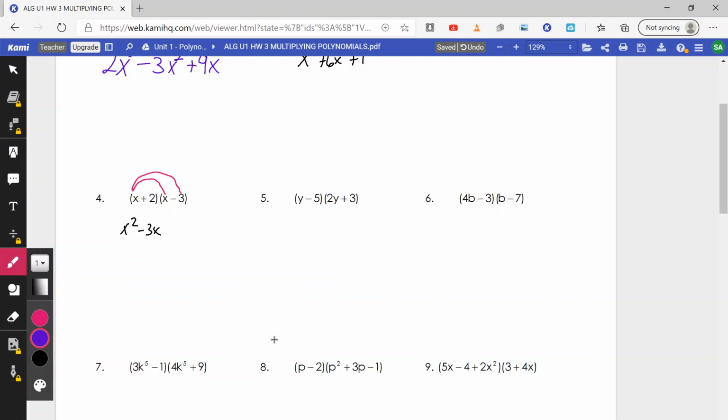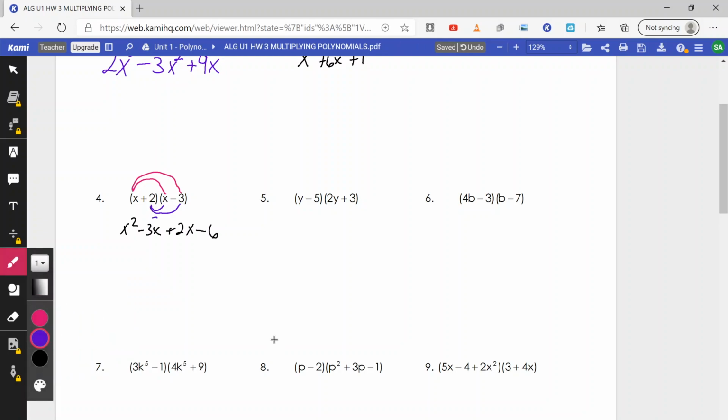Next up, we still have this positive 2. So I'm going to do the same thing with the positive 2. It gets multiplied times both items in the other set of parentheses. So 2 times x, I get plus 2x. And then 2 times negative 3 will give me minus 6.